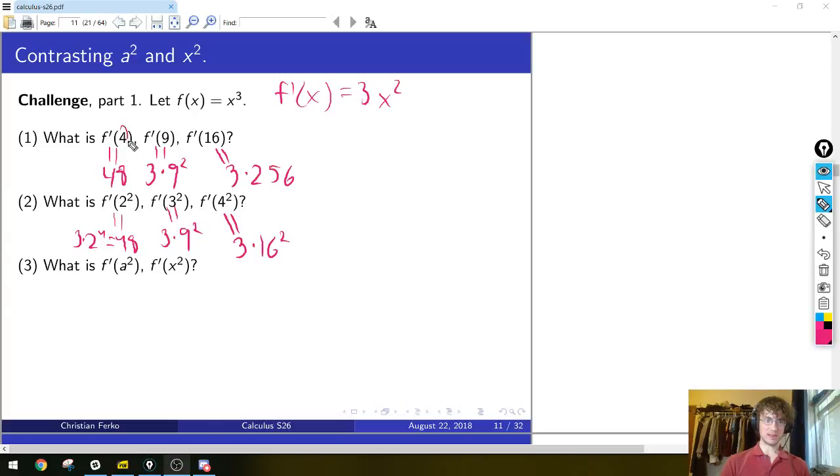Why? Because in the first line, 4 is the same as 2 squared, 9 is the same as 3 squared, 16 is the same as 4 squared. So we evaluated the derivative at the same numbers. So let's just generalize this. What are the expressions f prime evaluated at a squared and f prime evaluated at x squared? What are the expressions for these?